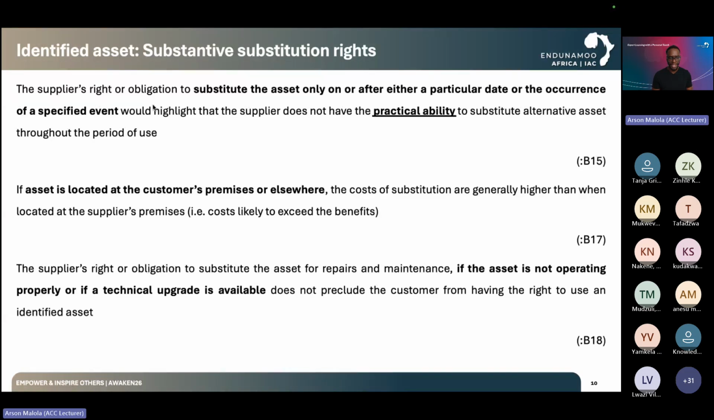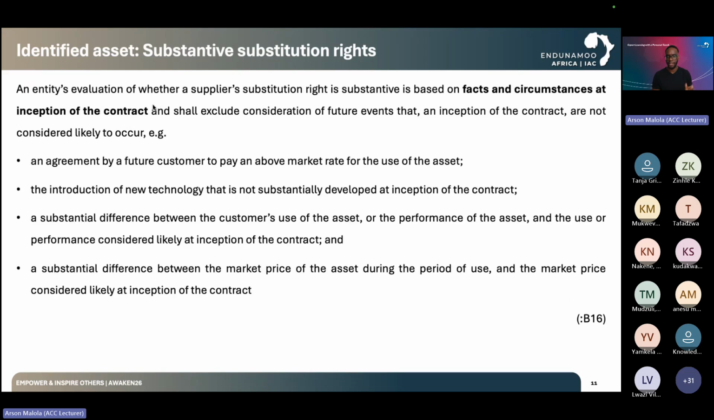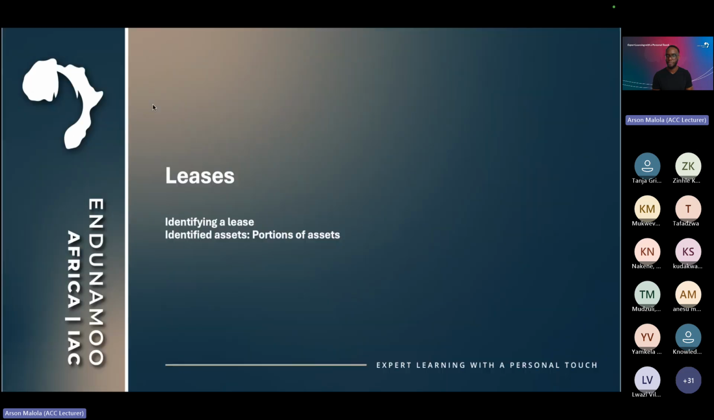Okay, so I'm going to skip over that in terms of practical ability, sort of substitution rights. But what I say stands regarding how key this assessment is. It can be a simple assessment. It can be a more complex assessment. The standard gives some indicators here to help you make that analysis. Okay, so I'm not going to go into that.